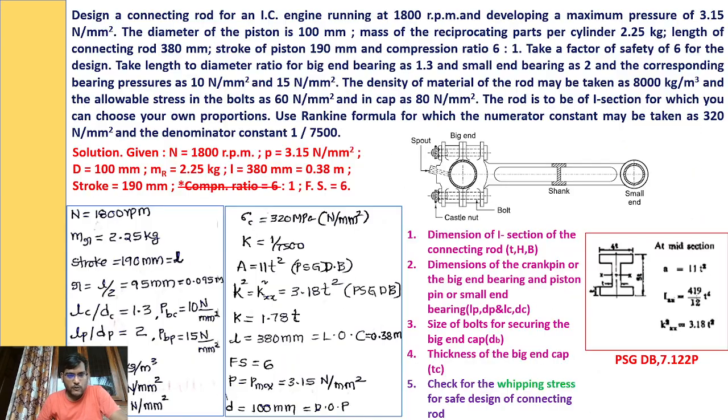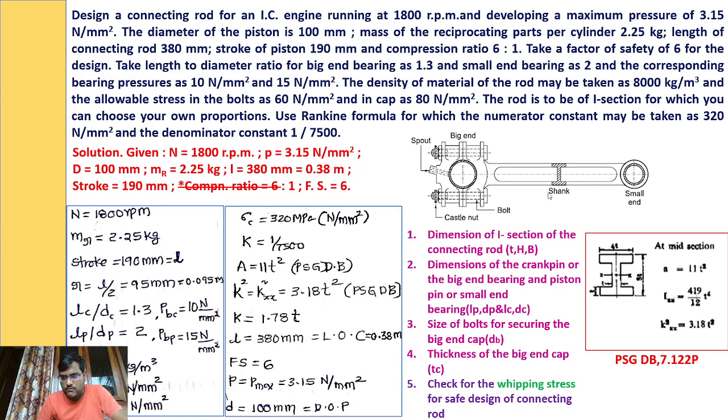So this is about the given data. Based on the given data, you have to solve the problem. In this, they are asking about the design of the connecting rod. If you observe this figure, we have different parts. One is the small end, the other is the big end, then the big end cap, and two bolts are there, and this is the cross section. These are the major parts of the connecting rod.